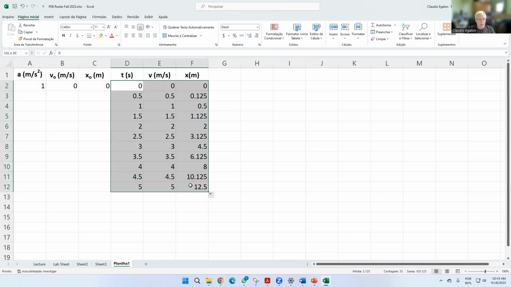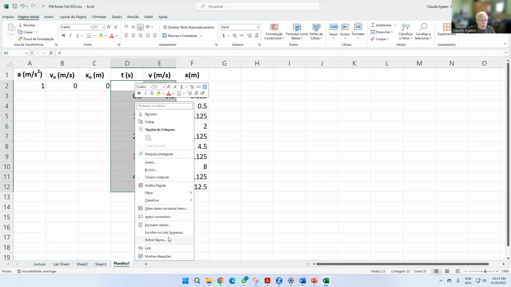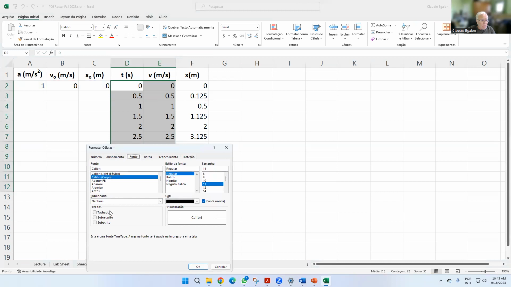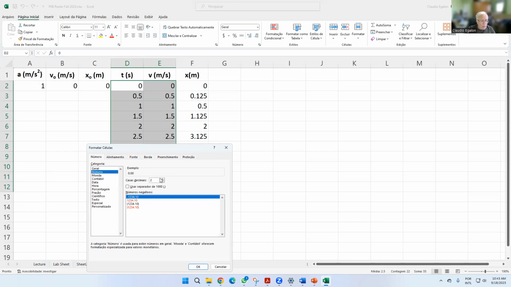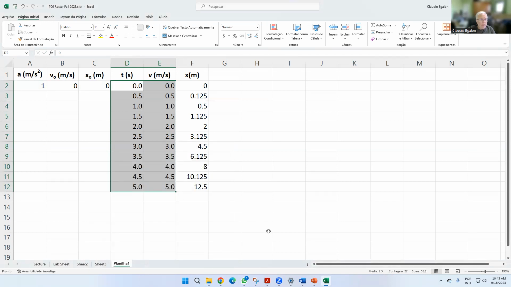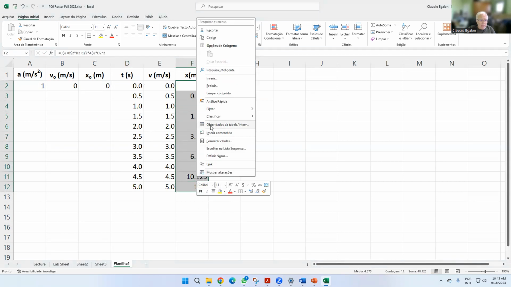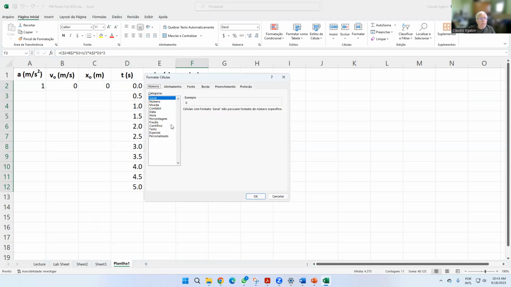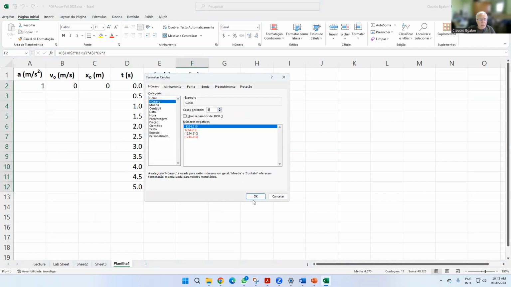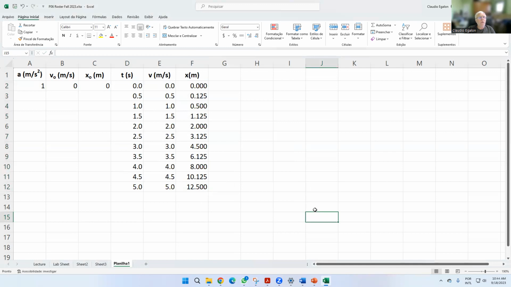Let's put everything with, let's see, how many? 1, and let's put just 1 decimal place here. I'm not worried about significant digits, okay? But I want to make sure that those numbers look nice. I don't need more than 1 decimal place here, but here I might need 3 decimal places. Again, I'm not worried about significant digits. I'm just worried about doing something that's going to look nice.